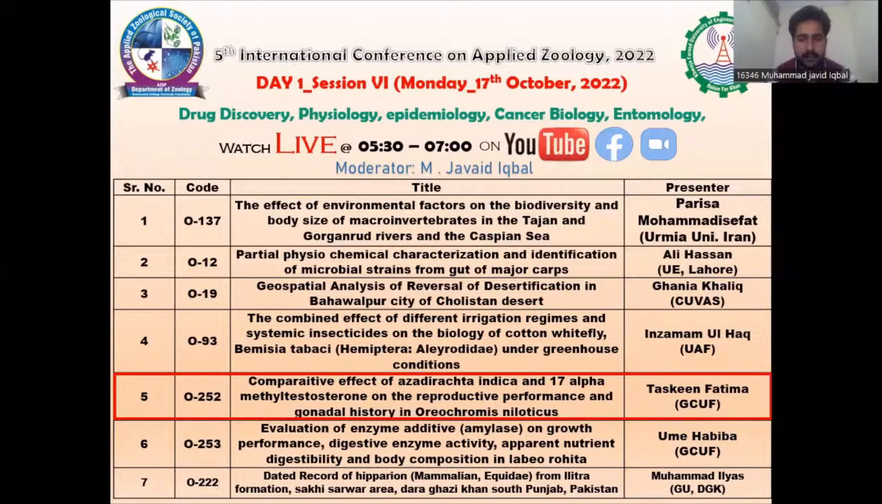Thank you, Ms. Skin Fatma, for this interesting and informative presentation. Now, our next presenter is from Government College University, Faisalabad, Umme Habiba. She will present her research work on the title Evaluation of Enzyme Additive Amylase on Growth Performance, Digestive Enzyme Activity, Apparent Nutrient Digestibility and Body Composition in Labeo rohita. Please, Ms. Umme Habiba.